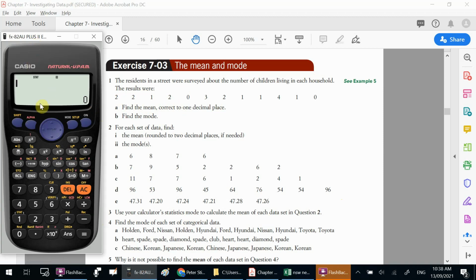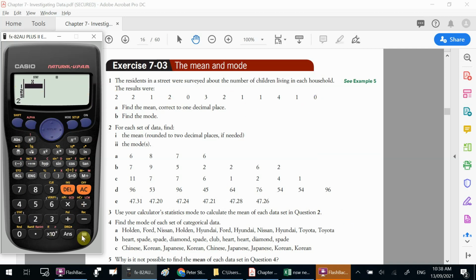Right, so on the calculator, it's already set up. Normally a calculator would look like this, but to set it up for statistics, we click on mode and 2 for stat and 1 for that. You should end up with a screen like that. Mode, 2 and 1.